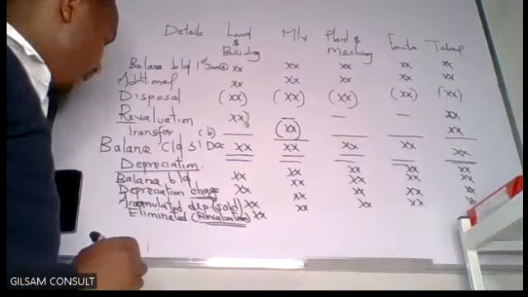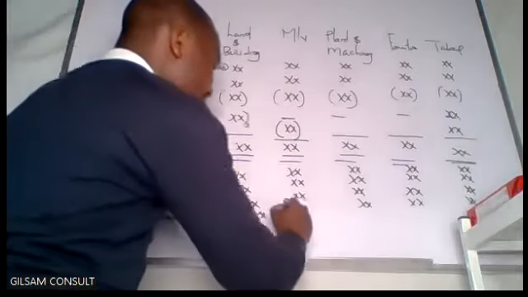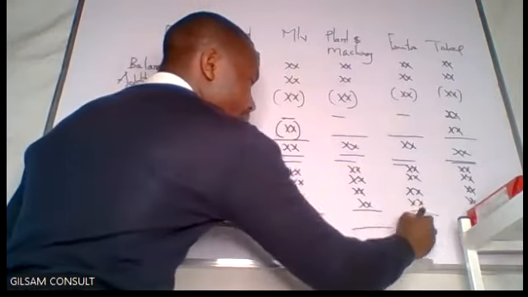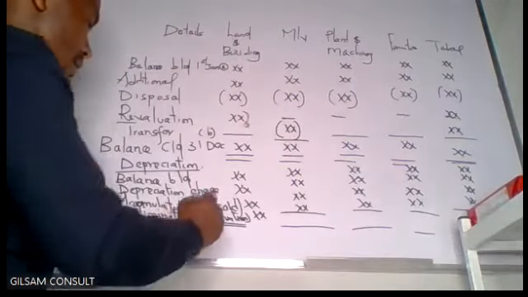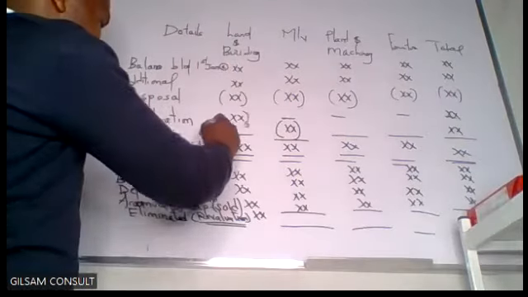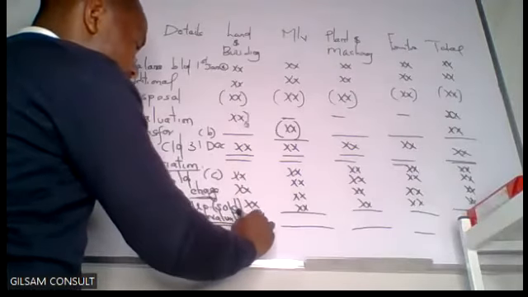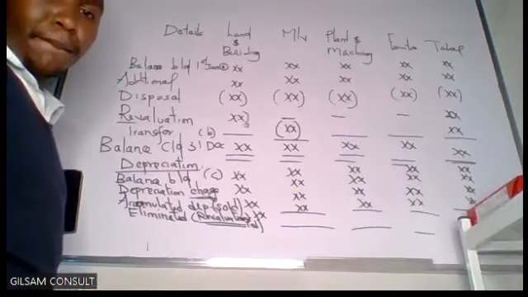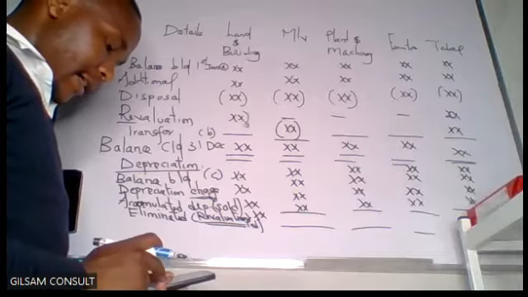And then now we have the balancing figure here. That one, so this one you call it C, and then the one here we got down, we call it D. So hiyo ni format ya PPE.